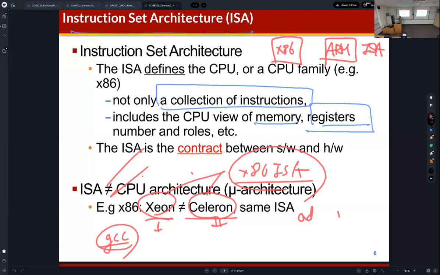So if two different processors support the same ISA instructions and architecture, then both processors can execute a binary file compiled for the supported ISA. So do not be confused with the microarchitecture. Xeon and Celeron can execute the same binary file, but the performance can be different by microarchitecture design.